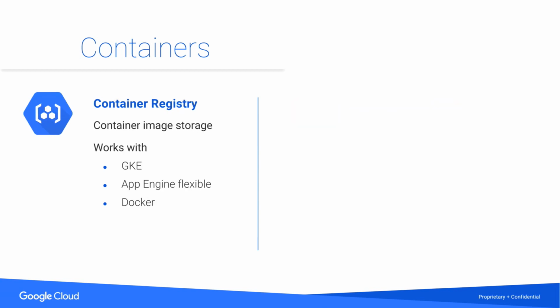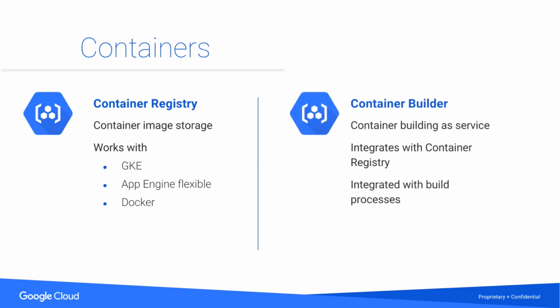For containers, we also have a container registry. That works with GKE, which stands for Google Container Engine, only because GCE is Google Compute Engine. So you might think about it as Google Kubernetes Engine. And it also works with App Engine Flexible or with any sort of Docker type container. We also have a container builder. So if you have your own CI/CD setup where you actually need to build these containers, you can make that part of your workflow. It integrates with the container registry to place the containers into container registry when they've been built, and it will integrate with your build process.